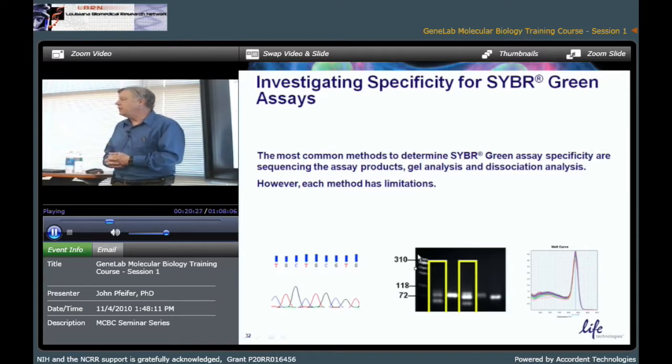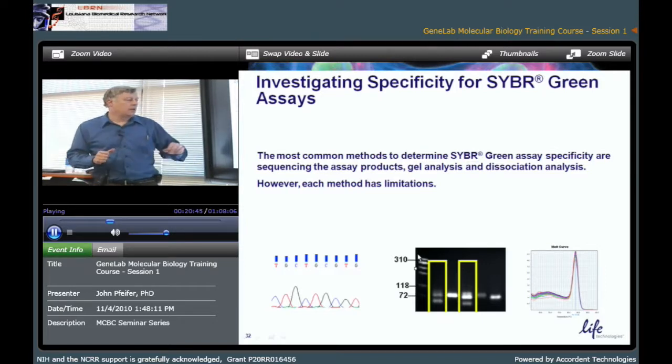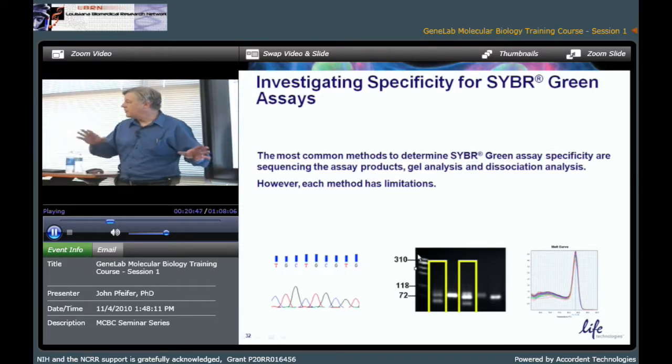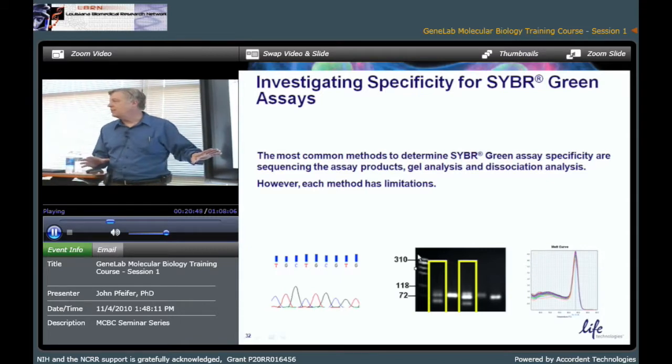More controversy: how do you measure the specificity of your SYBR assay? I don't think there is a good solution at this point. There are things that people do, but none of them, I would argue, are absolute. Some people sequence, but there are issues there. I'm not going to go into all the different reasons for that.